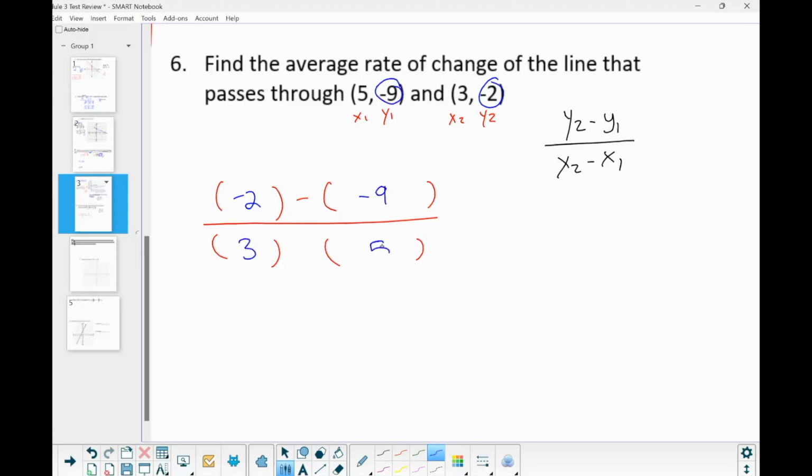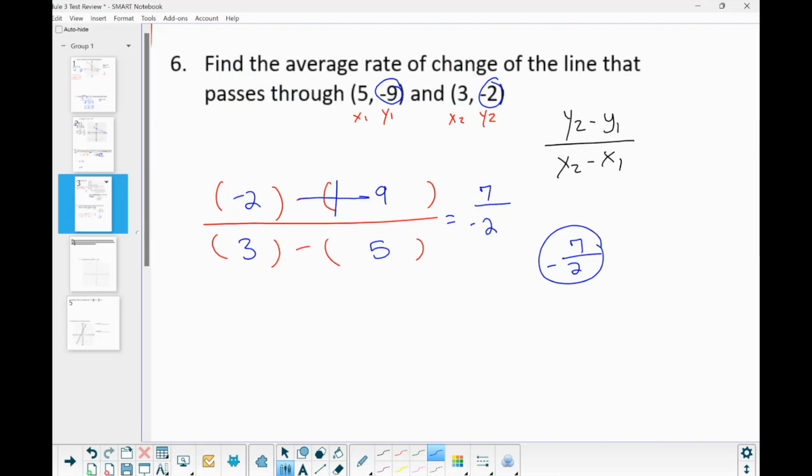3 minus 5. All right, two negatives right next to each other create a positive. So we've got negative 2 plus 9. We have different signs, so we keep the sign of the bigger number, so we know it's positive. Find the difference from 2 to 9, we have 7. And then on the bottom, this should be a subtraction. We have 3 minus 5, which is negative 2. We're left with 7 over negative 2 as our average rate of change.